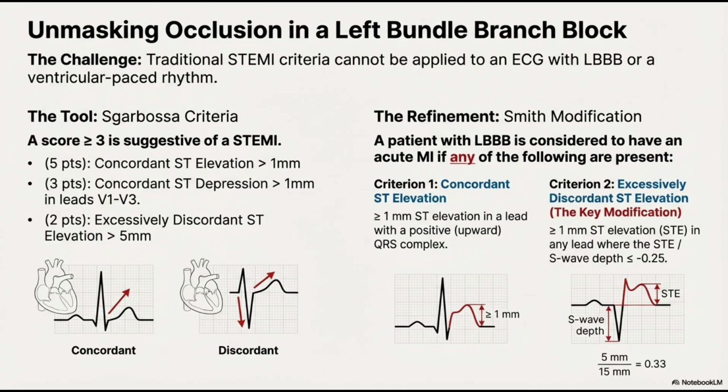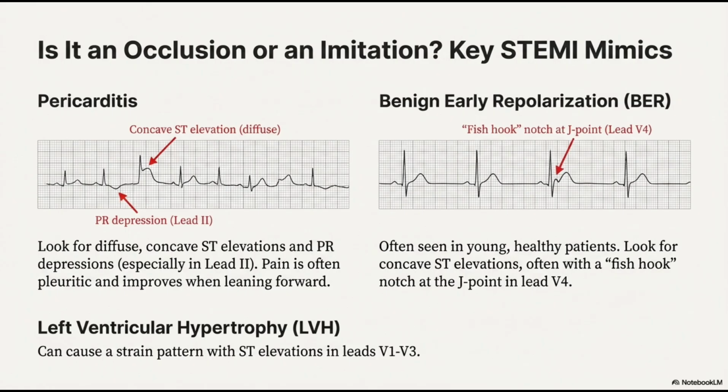That is fantastic. Okay, finally, let's address the great imposters, the mimics. You've gone through this incredible analysis, and you still have to decide, is this a true occlusion, or is it a common benign variant? And knowing the difference saves lives. And it prevents the trauma and expense of an unnecessary cath lab procedure. The 2 biggest imposters are pericarditis and benign early repolarization, or BER. How do we quickly distinguish pericarditis?